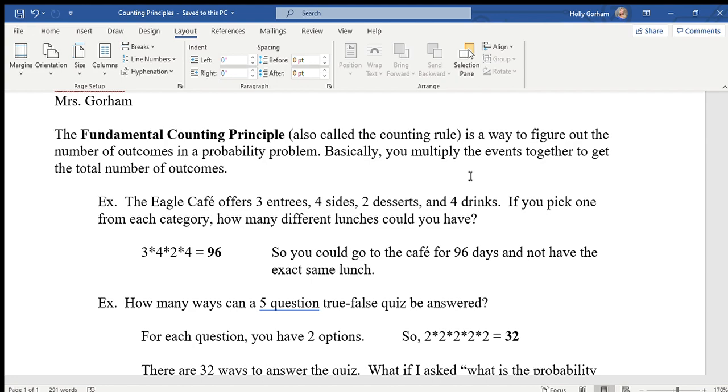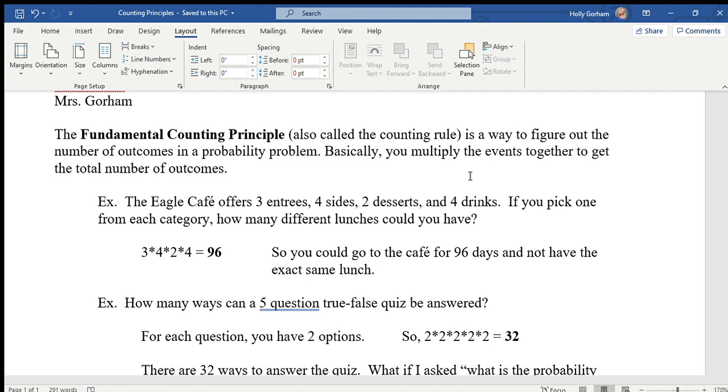And I mean, like, you could have pizza, fries, ice cream, and a Coke, or pizza, fries, ice cream, and sweet tea, or pizza, fries, ice cream, and water. Like, when you change one thing, it's a different meal. So that's how you get the 96 different options.